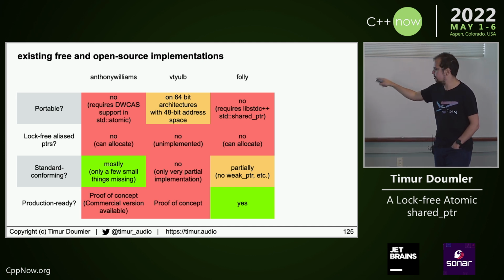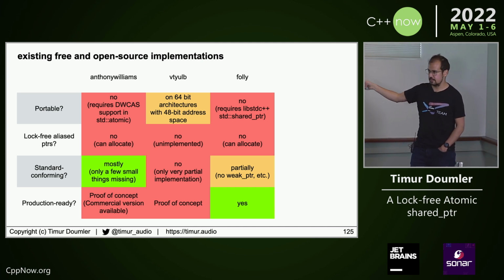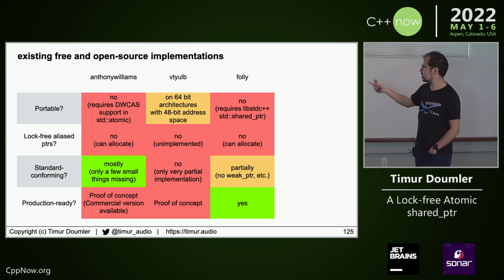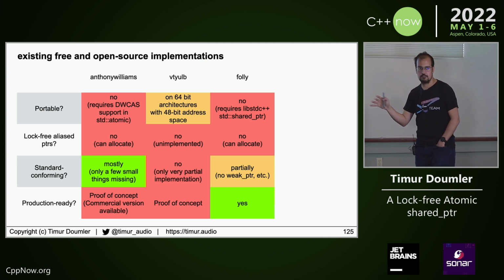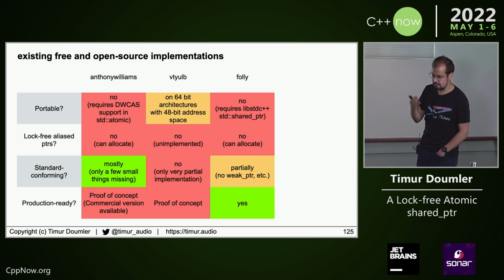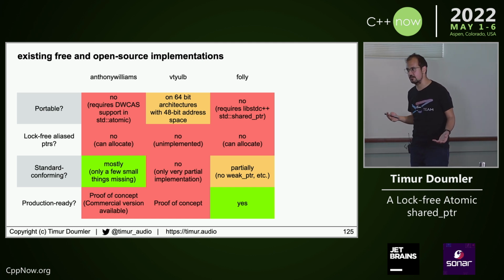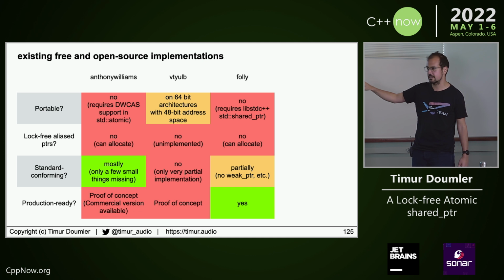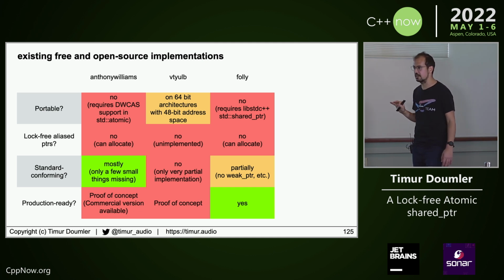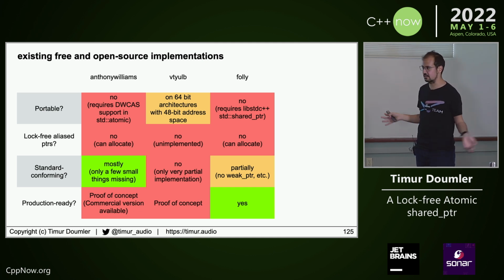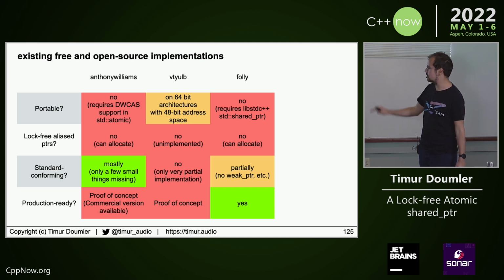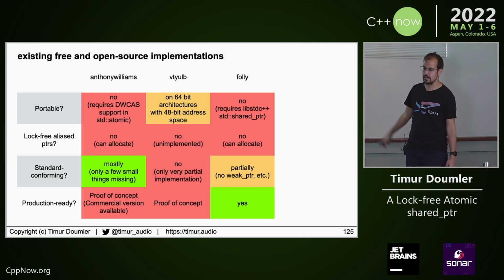But on the other hand, Folly is the only one that's production quality, that's used in production. The other two are kind of proof of concept implementations. With both of the other ones, I found bugs within 5 minutes of using them. I found bugs or missing things or things that were just wrong. So Folly is the only free and open source one which is mature and production ready.